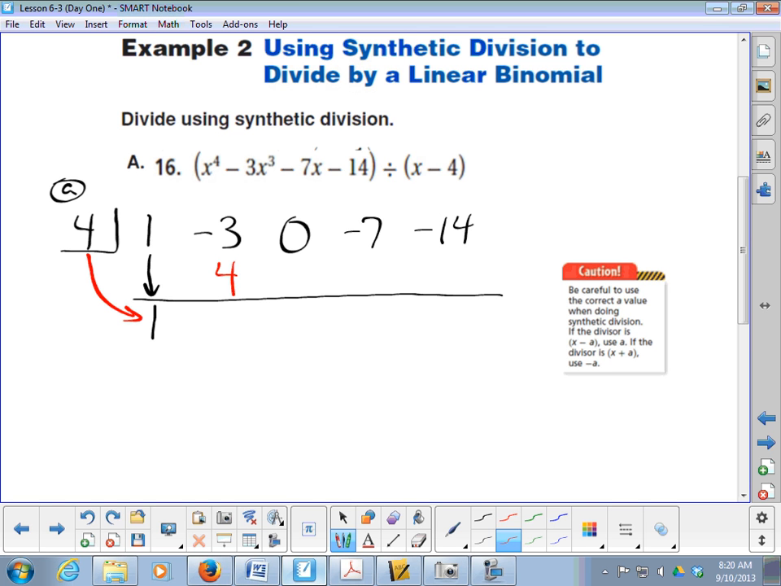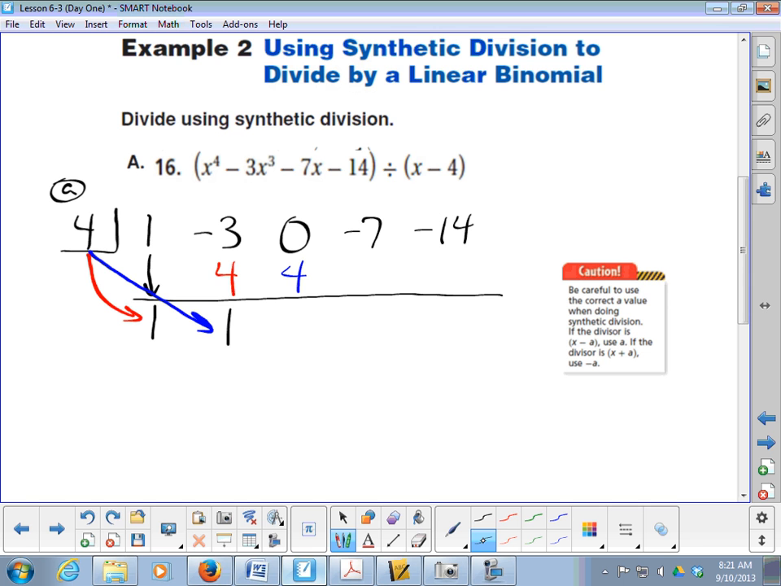And then we're going to combine these two numbers. What's negative 3 plus 4? 1. Okay? So there's a 1 goes there. And then we're going to continue that pattern until we're done. So now I'm going to take this 4 in my box here, and I'm going to multiply it by this 1. And I get 4.